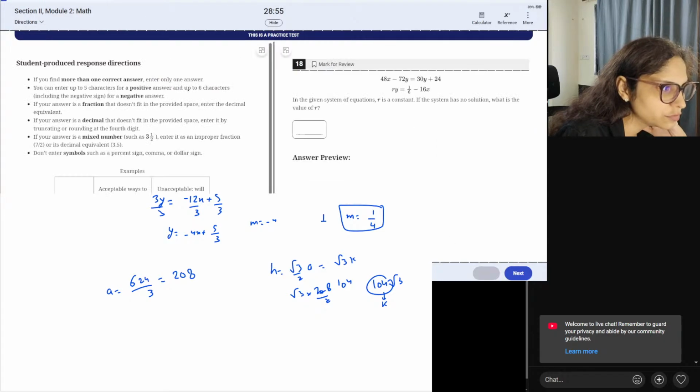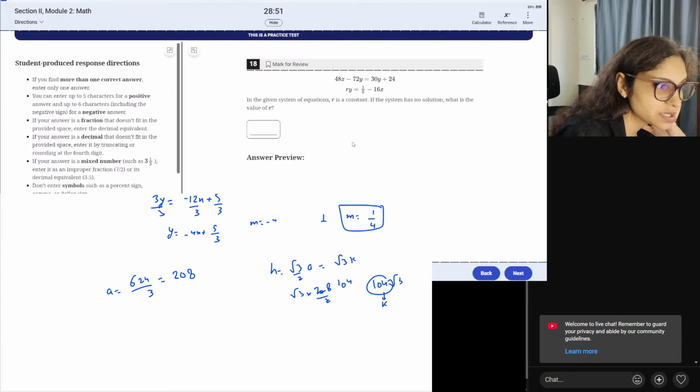This is also marked for review because Desmos is not helping. System has no solution. If system has no solution, then we know the condition. So for this, I'll be using this.